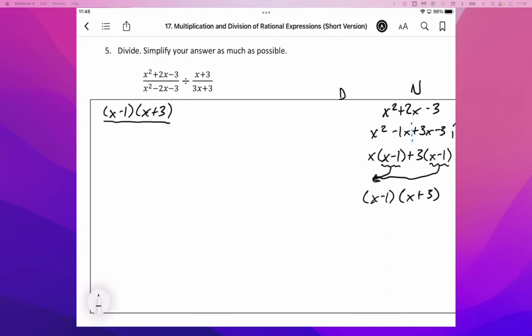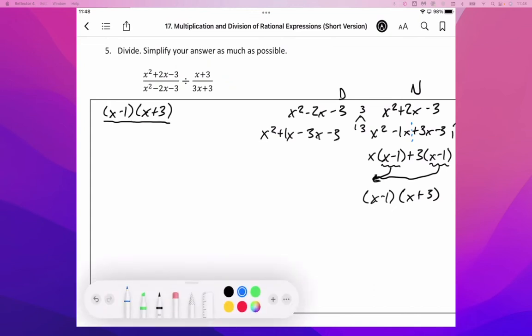My denominator is x squared minus 2x minus 3. AC method, 1 times 3 is 3. Factors are 1 and 3. We need factors that make negative 2. So this time it's going to be an x squared plus 1x minus 3x minus 3.